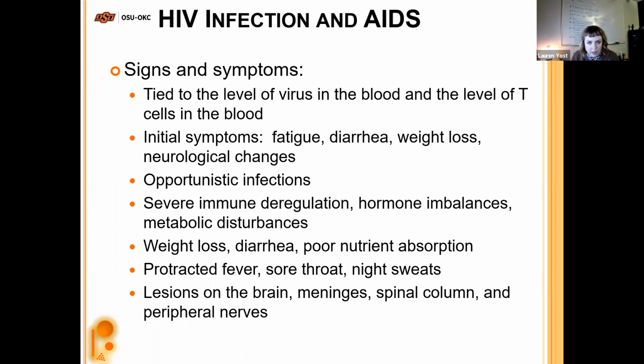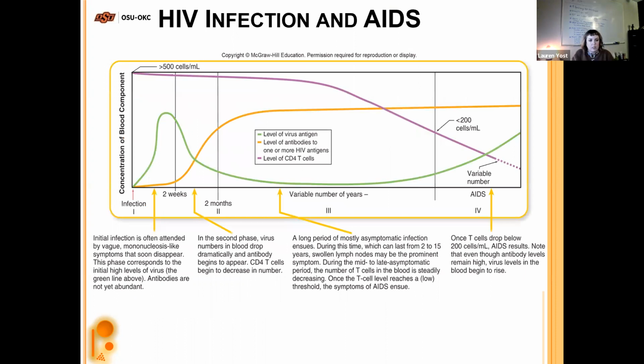The opportunistic infections can set in as this infection continues, leading to severe immune dysregulation, hormone imbalances, and metabolic disturbances as well. Eventually, we see weight loss, diarrhea, and poor nutrient absorption. A protracted fever, sore throat, and night sweats develop. And we'll see lesions on the brain, on the meninges, spinal column, and the peripheral nerves as infection continues. We can't fight it off. So this is essentially what it would look like during the different stages.